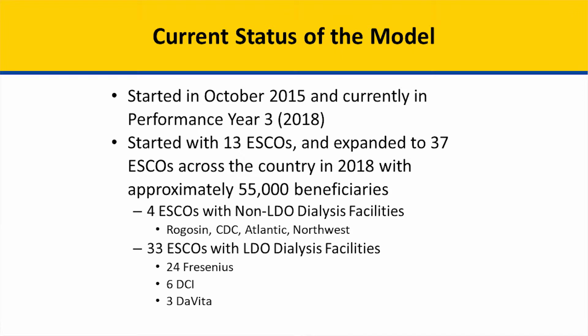So the current status of the model: it started in October 2015, and is currently in performance year 3, here in 2018. We started with 13 ESCOs, and I'll get to what an ESCO is in a minute, and expanded to 37 now across the country with about 55,000 beneficiaries, so about 10-ish% of all Medicare ESRD beneficiaries. We work with all the different dialysis companies: 4 of the non-LDOs, Rogosin, CDC, Atlantic, and Northwest, and 3 of the LDOs with 24 sites from Fresenius, 6 from DCI, and 3 from DaVita.